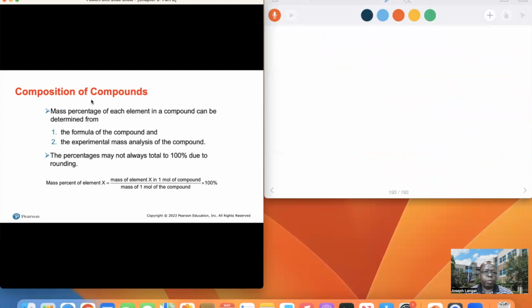You'll be required to determine the mass percent of element X. This is just a bullet point: how to find the mass percent of an element. It's the mass of element X in 1 mole of a compound over the molar mass of 1 mole of the compound, times 100.